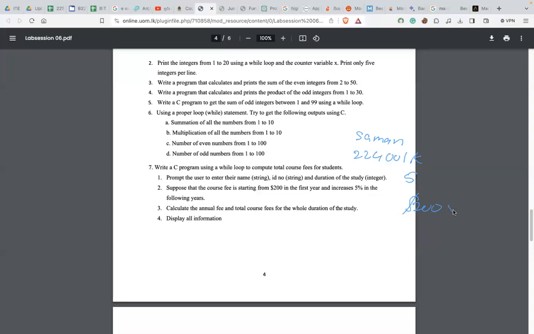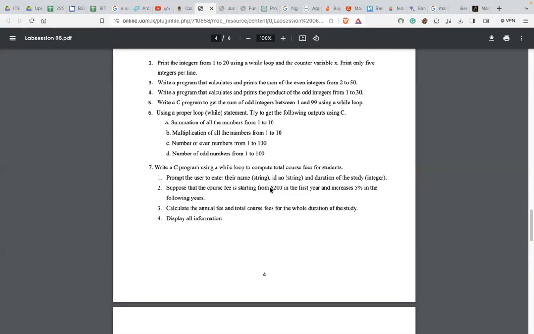The course fee is $200 in the first year, and increases 5% in the following year. You need to multiply this one using 0.5. It is the second year, and whatever that value, you need to again multiply it by 5%. Then this is the third year. Likewise, if the duration is 5, you have to go up to 5, and calculate the annual fee and the total course fees for the whole duration of the study.